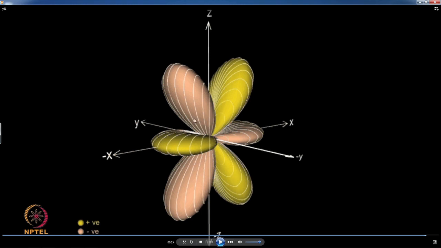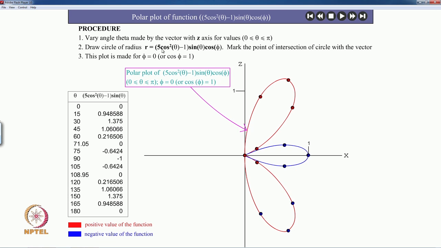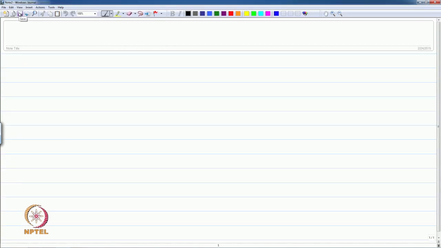So, this is the shape of one of the f orbitals. It has the equation 5 cos square theta minus 1 times sin theta cos phi. The cos phi comes from the real part of exponential i phi. Therefore, what you see is this is y 3 plus 1, and if it is multiplied by sin phi, that is y 3 minus 1. So, what we have is a visual representation for real and imaginary parts.